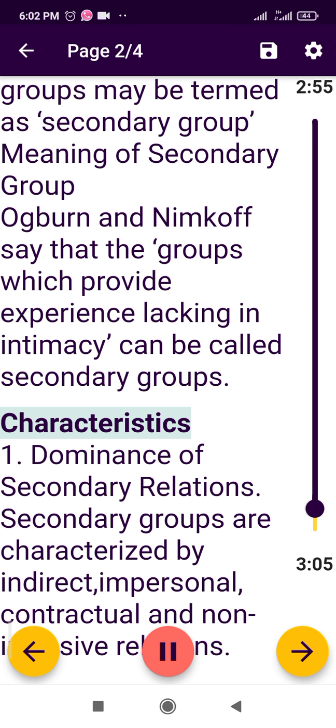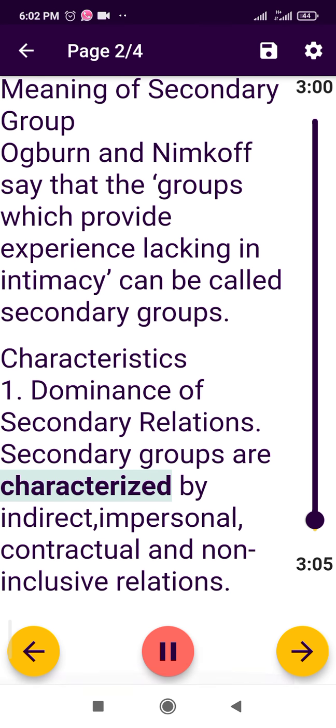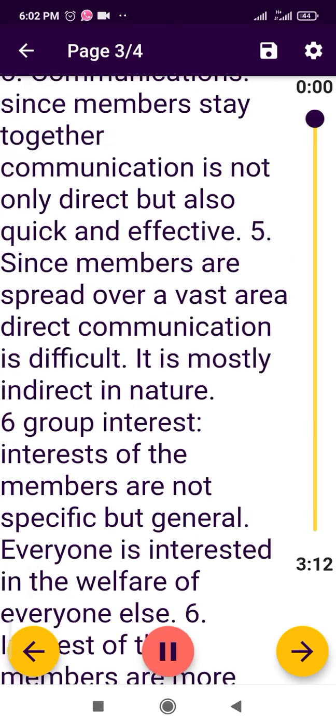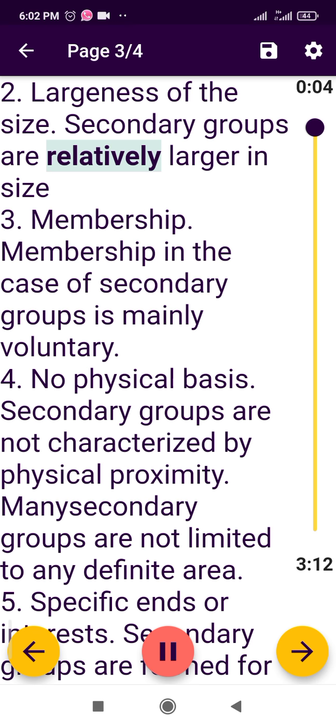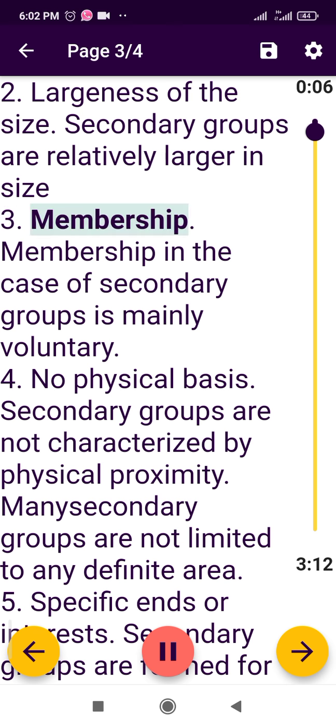Characteristics. 1. Dominance of secondary relations. Secondary groups are characterized by indirect, impersonal, contractual and non-inclusive relations. 2. Largeness of the size. Secondary groups are relatively larger in size. 3. Membership. Membership in the case of secondary groups is mainly voluntary.